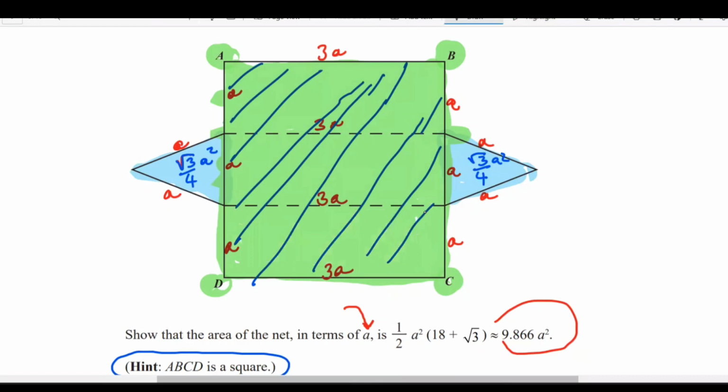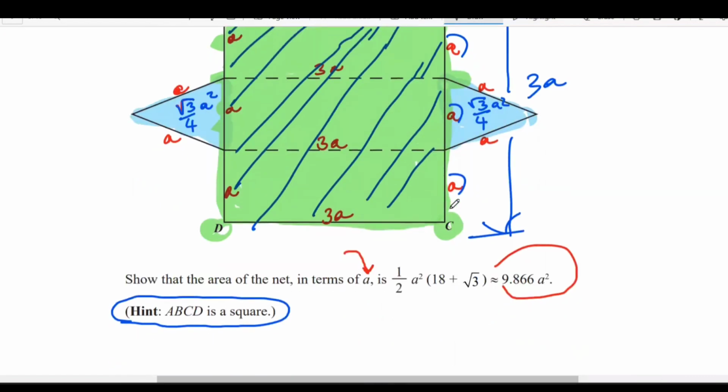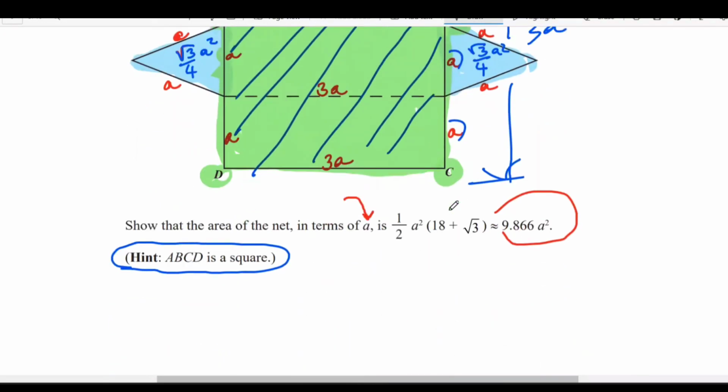So if one side is 3A, it means that the length of this side is also 3A. And you see it for yourself: A plus A plus A is 3A. So yeah, you're seeing it. That means I'm able to find that green part easily right now. Let's go for it.